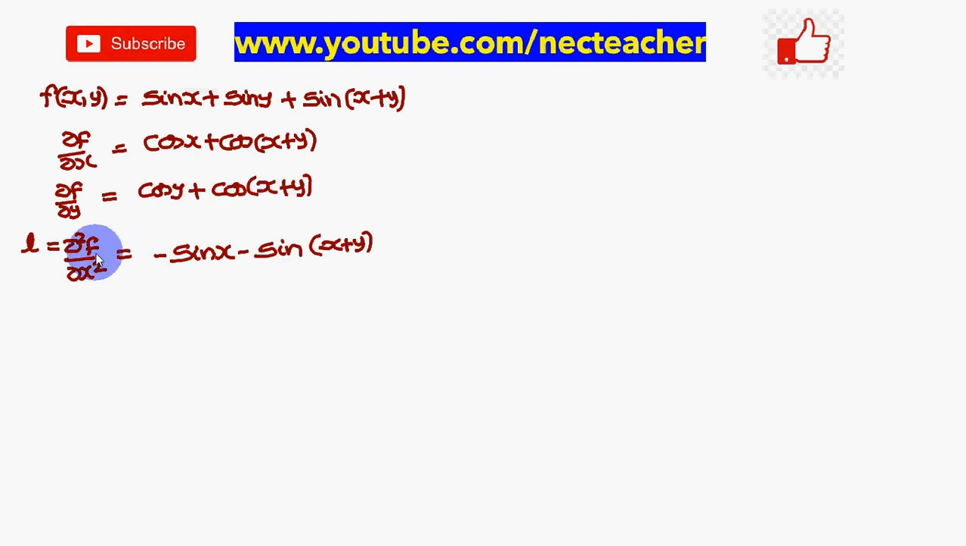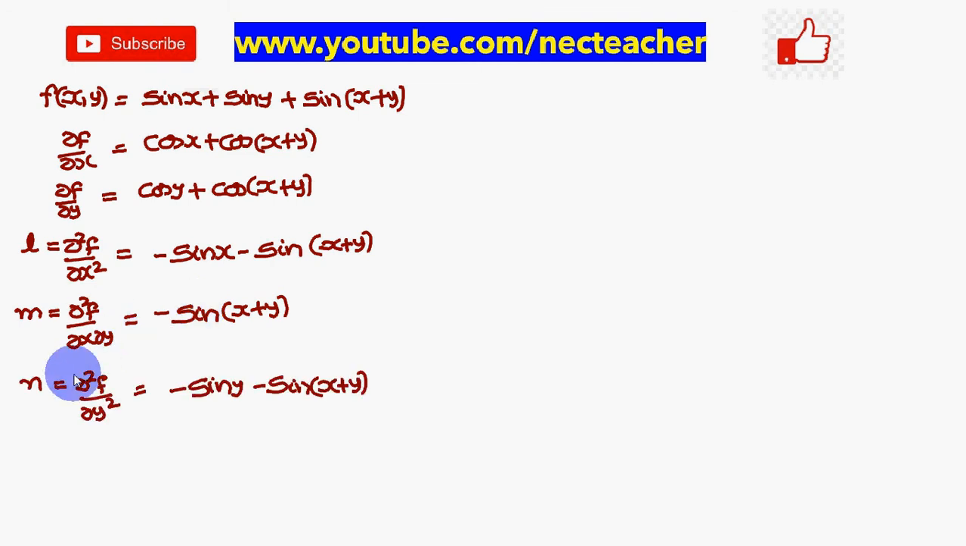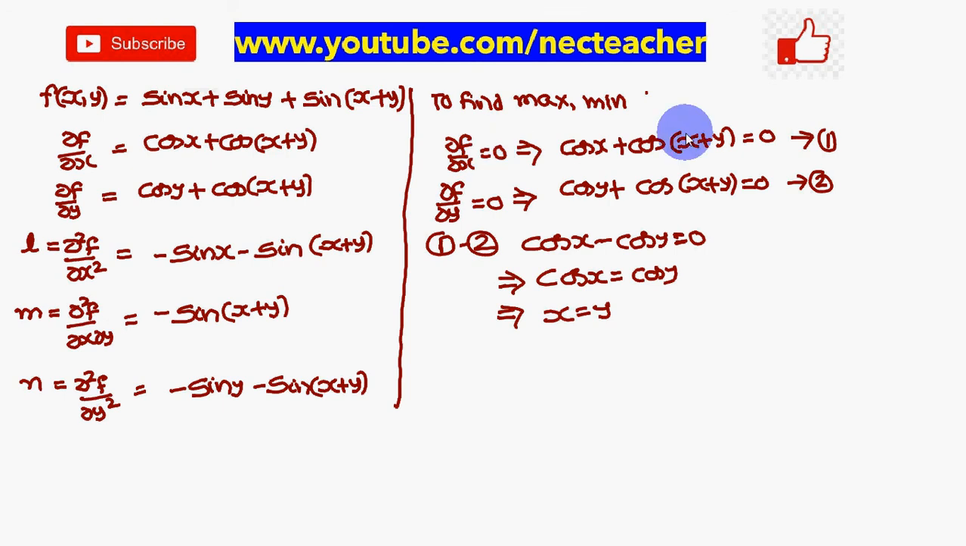Similarly dou square f by dou x square value is this one. The M value you are going to get like this. The N value you are going to get like this. What you have to do? Dou f by dou x equated to 0. Dou f by dou y equated to 0. You will get like this.